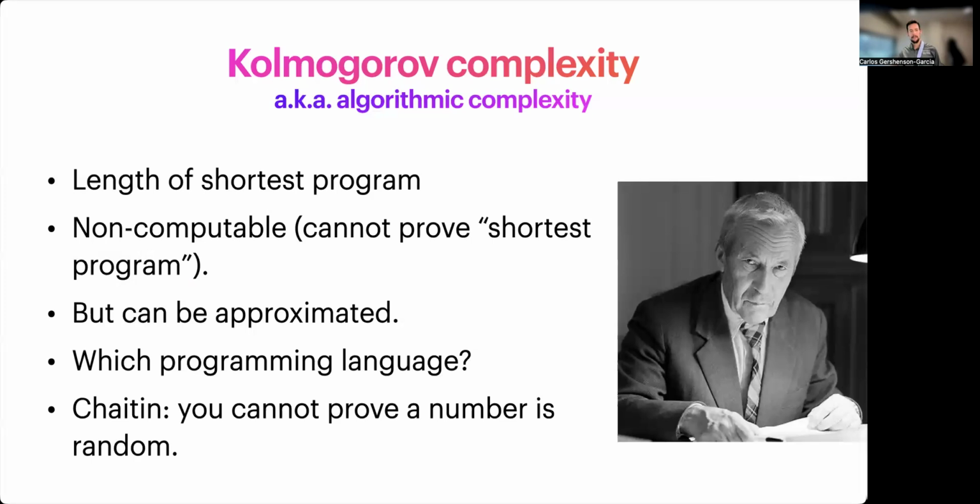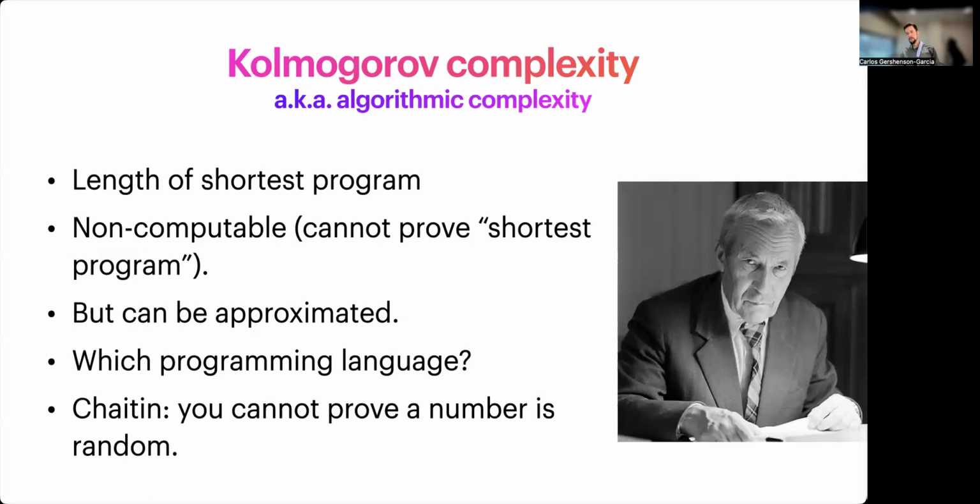And this is related to the halting problem that we will see next class. Chaitin used this same idea, just with a different name, when he was still in high school, to prove that you cannot prove that a number is random. The idea is that if you have a truly random number, then the shortest program will be something like print, and then the random number, there will be no shortcut for that.